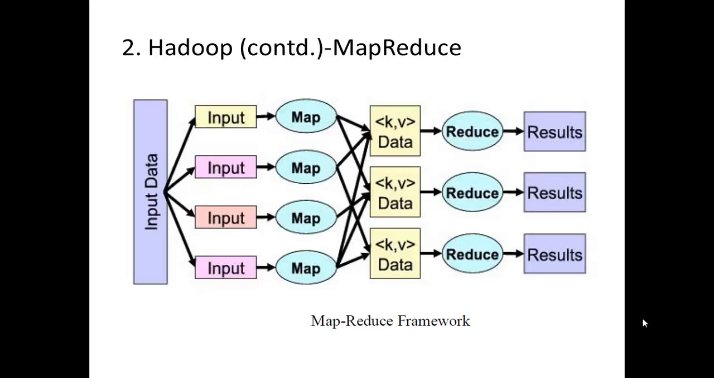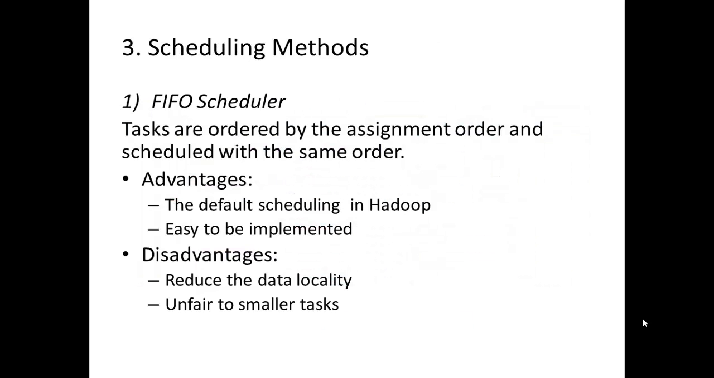So that's why I want to talk about the scheduling methods. The first one is called the FIFO scheduler. FIFO means first in, first out. It is the basic and default scheduling method in Hadoop. So it's very easy to implement, but this method reduces data locality and is unfair to smaller tasks.